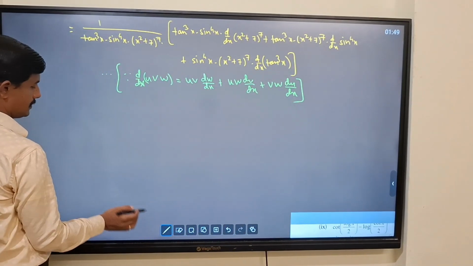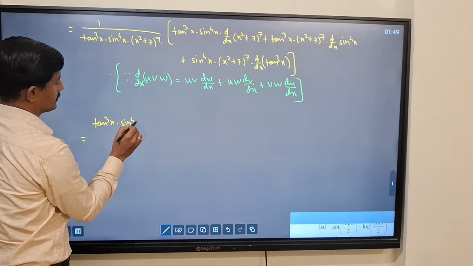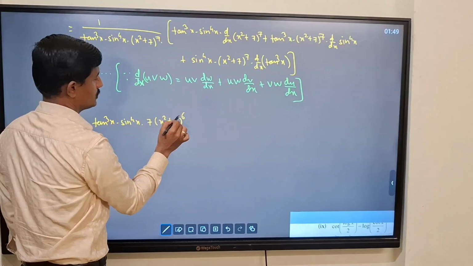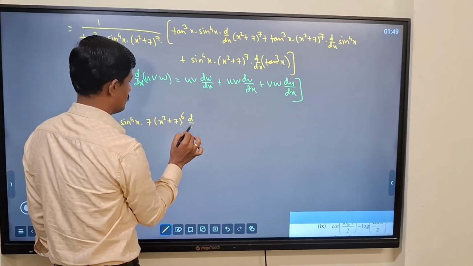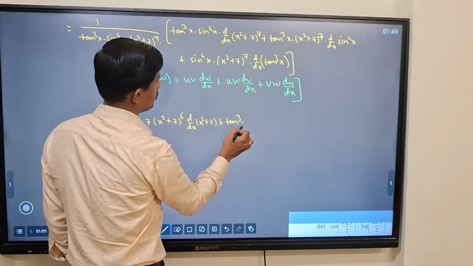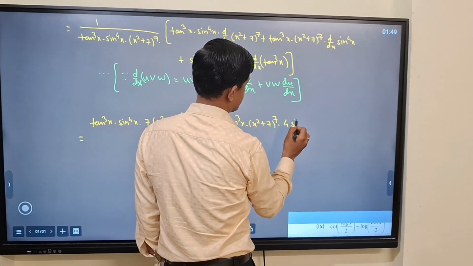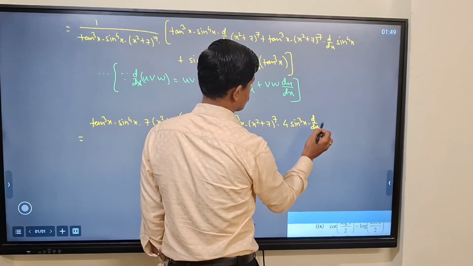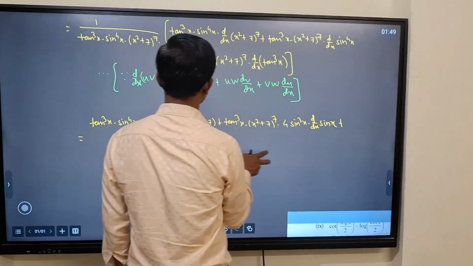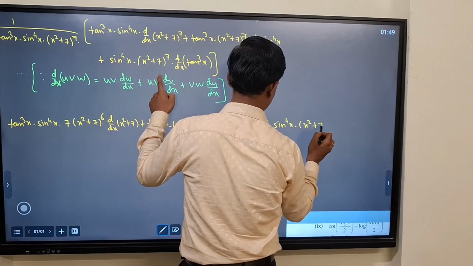Now see, this tan cube x into sine raised to 4x into differentiation of this is 7 x square plus 7 raised to 6 d dx of x square plus 7, plus tan cube x into x square plus 7 raised to 7, differentiation of sine raised to 4x is 4 sine cube x into d dx of sine x, plus here it becomes sine raised to 4x into x square plus 7 raised to 7.